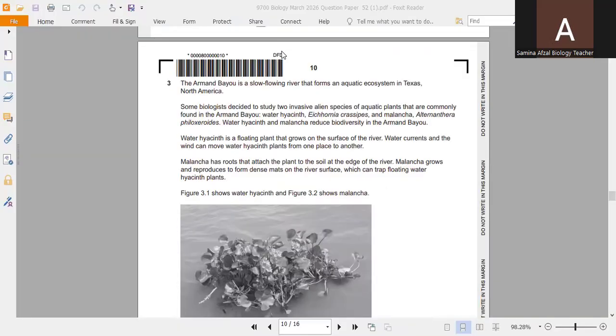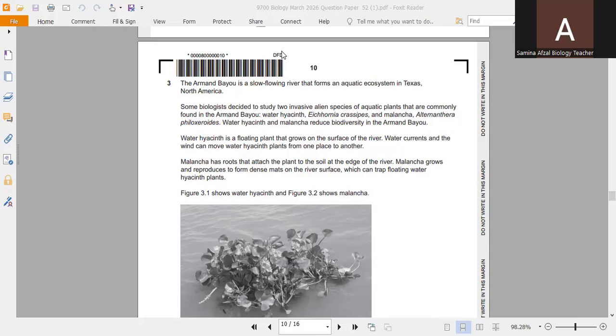The Arman Bihu is a slow-flowing river that forms an aquatic ecosystem in Texas, North America. Some biologists decided to study two invasive alien species of aquatic plants that are commonly found in the Arman Bihu, water hyacinth, Alternanthera philoxeroides, and Melanca. Alternanthera philoxeroides, water hyacinth, and Melanca reduce biodiversity in the Arman Bihu.